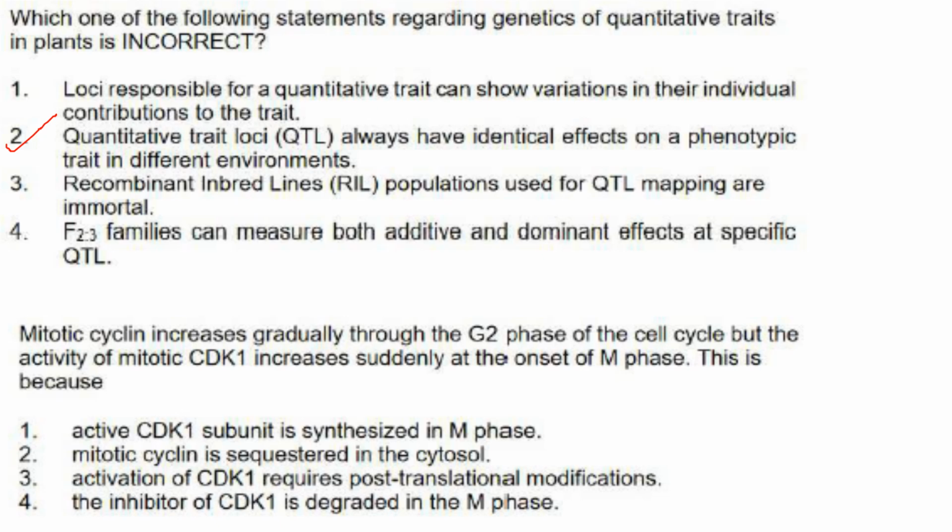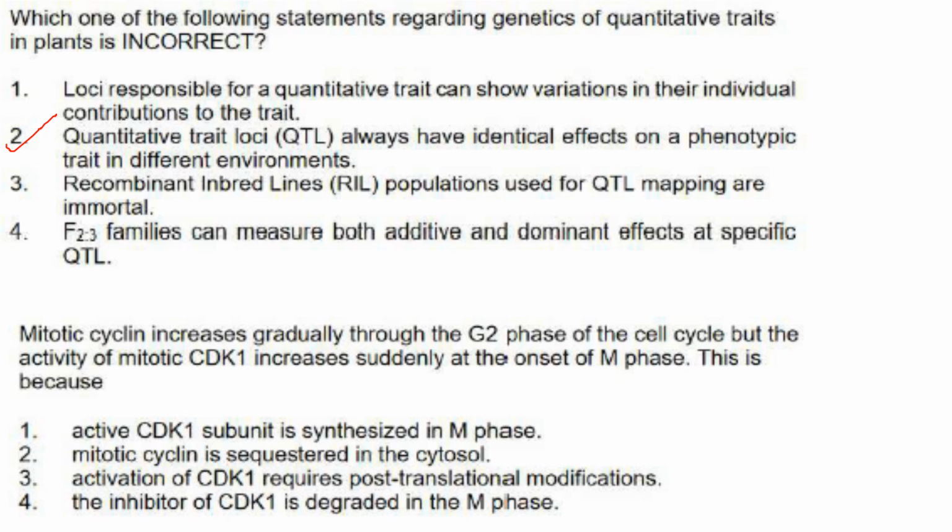Then next one. Mitotic cyclin increases gradually through the G2 phase of the cell cycle, but the activity of mitotic CDK1 increases suddenly at the onset of M phase. This is because... Now CDKs are activated in the cell cycle by cyclin binding, phosphorylation, and removal of CDK inhibitors. So out of these three reasons that I have mentioned, something must be present in the options.